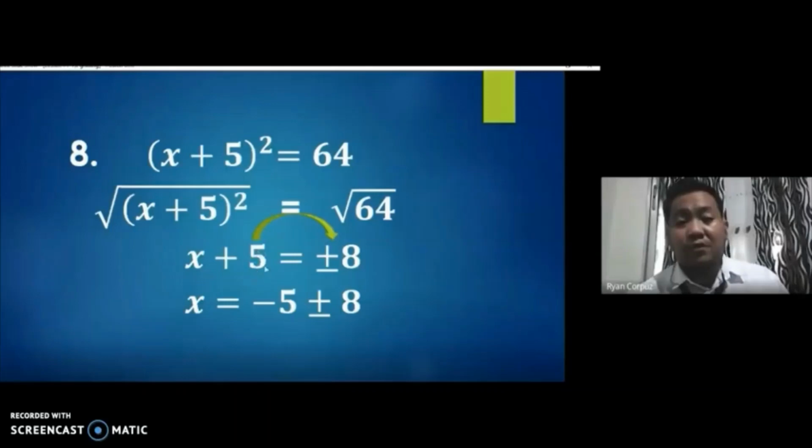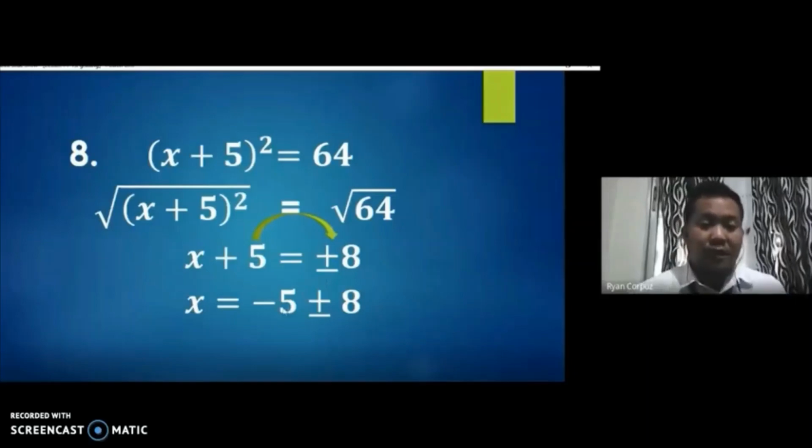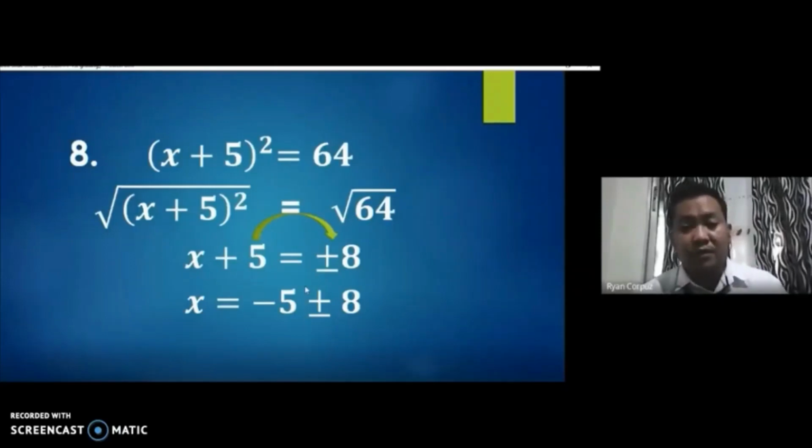So we still have to combine similar terms because this is a constant term. So move it to the right side of the equation. You can move it after 8 or you can move it before 8. Ganun din naman yun sa mga nauna eh. When you move positive 5 to the right side of the equation, it will become negative 5 because once it jumps the equal sign, the sign will change.